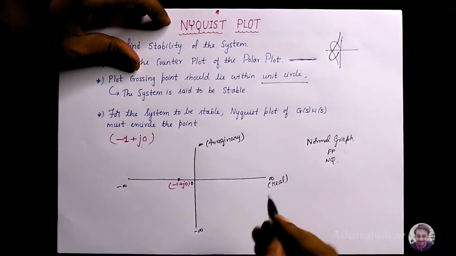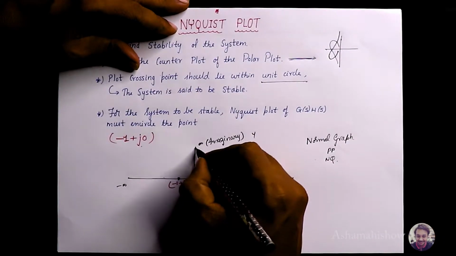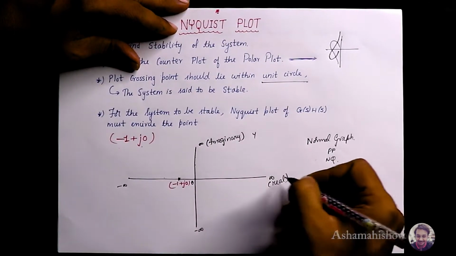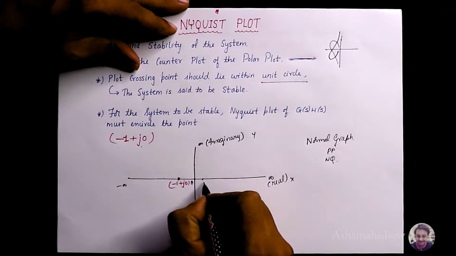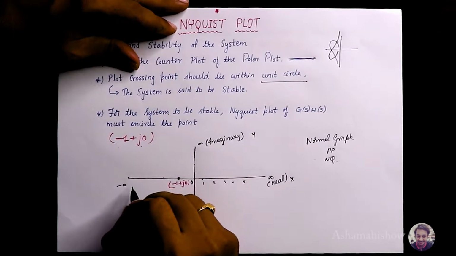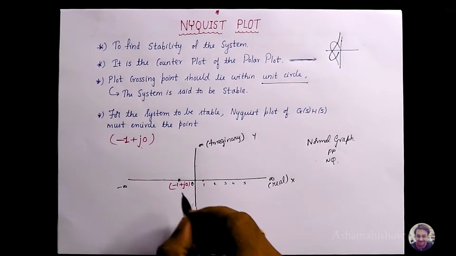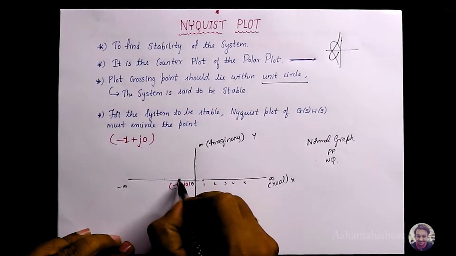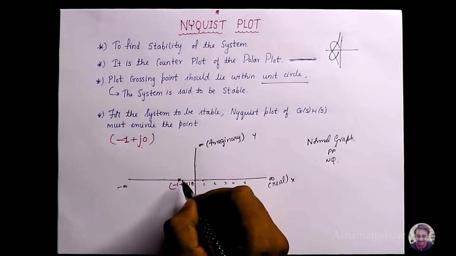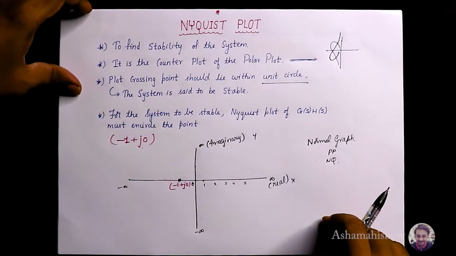This is the real axis, which is the x-axis, and the y-axis is taken as the imaginary axis, where your j terms will lie. This is j0, and this is infinity and minus infinity. Here all your positive values will come: 1, 2, 3, 4, and here minus 1, minus 2, minus 3, minus 4. So minus 1 plus j0 is given to find the stability of a system. It is plotted at this point, minus 1 on the real axis plus j0. Your plot should encircle this point. Got it?